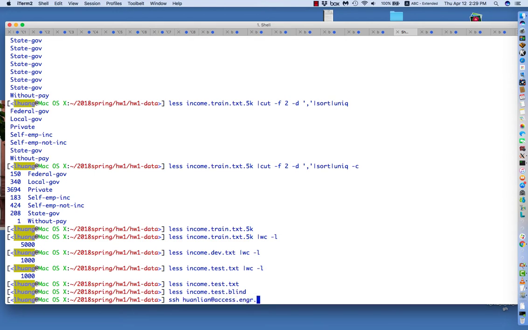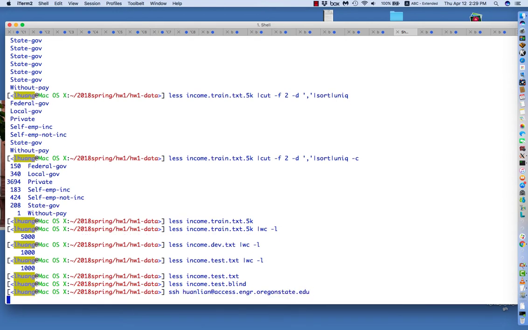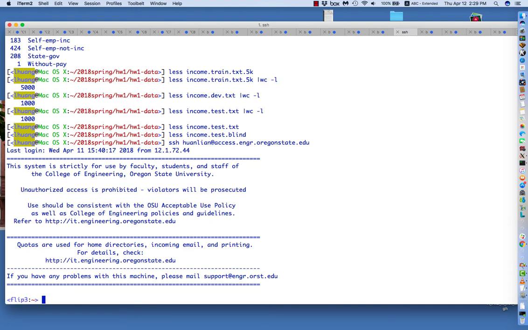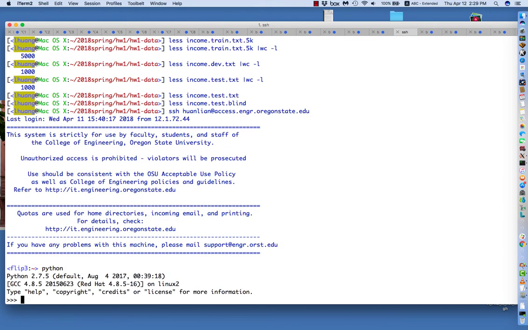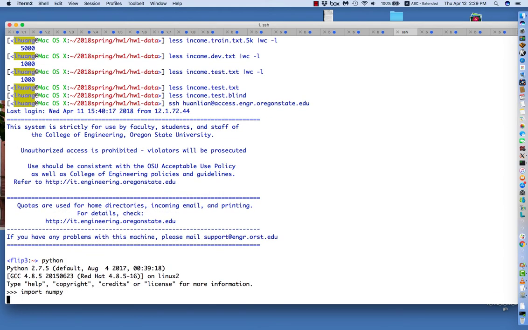access.engr.oregonstate.edu, right? And then you can do Python, and NumPy is already installed. You can use either Python 2 or Python 3. On this machine, Python 2 has NumPy installed. Python 3 does not have NumPy installed. So if you have to work on school machines, it's probably better to use Python 2.